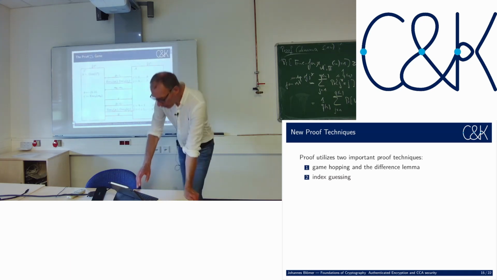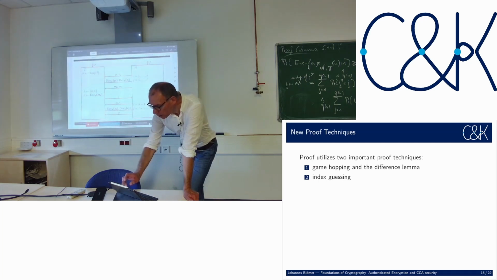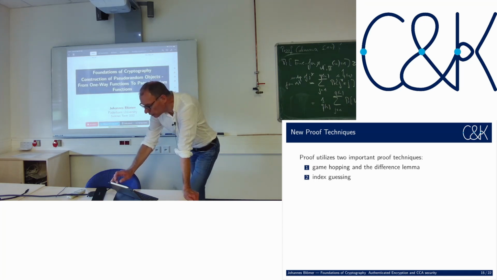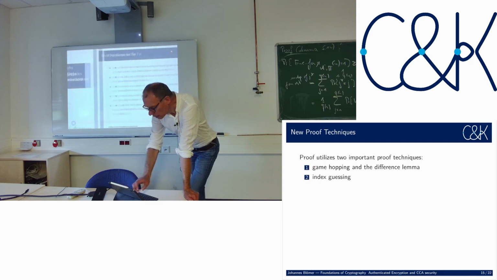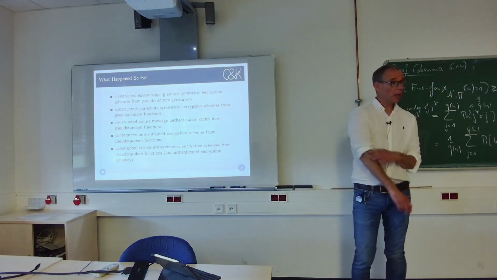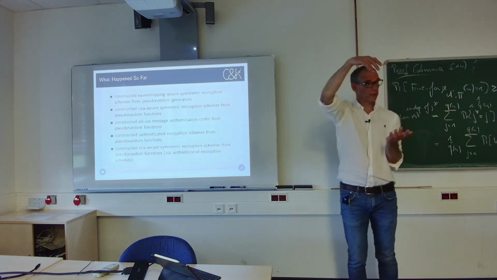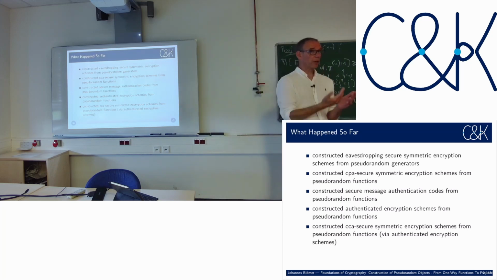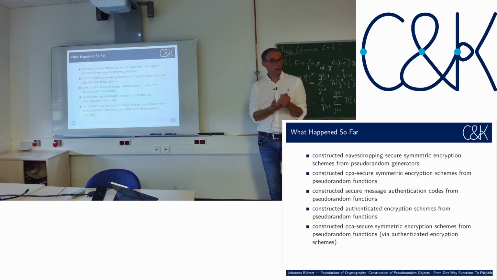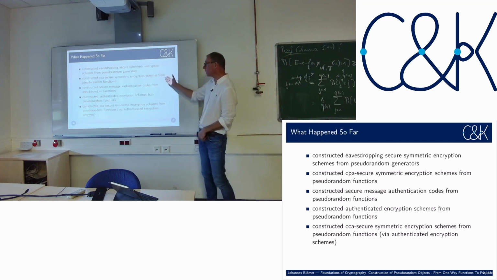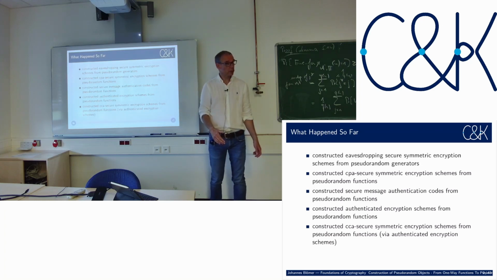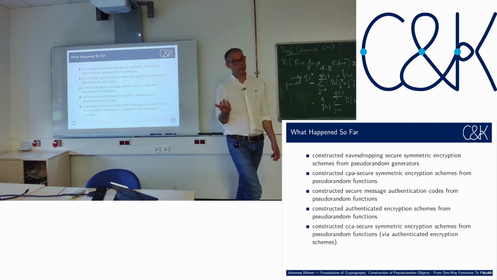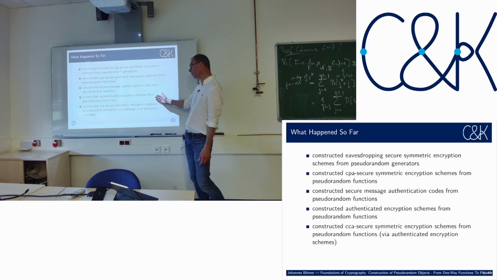Okay, but what have we achieved so far? Let me do that together right now. If you go back to the very beginning of our constructions, we first constructed eavesdropping secure encryption schemes from pseudorandom generators. Then we constructed CPA secure encryption schemes from pseudorandom functions. Then we constructed secure message authentication codes also from pseudorandom functions. Then we constructed authenticated encryption schemes from pseudorandom functions.